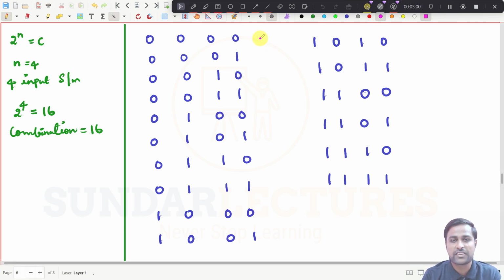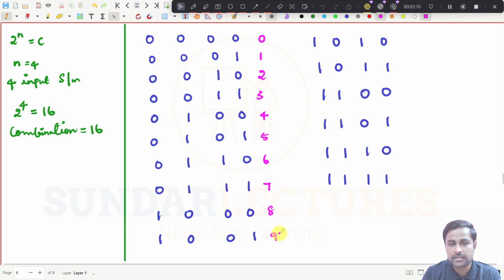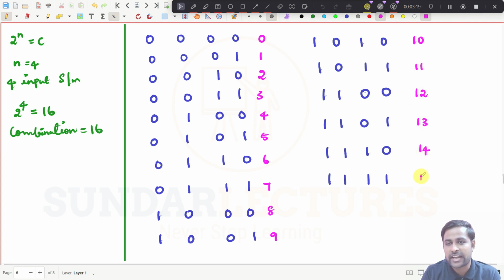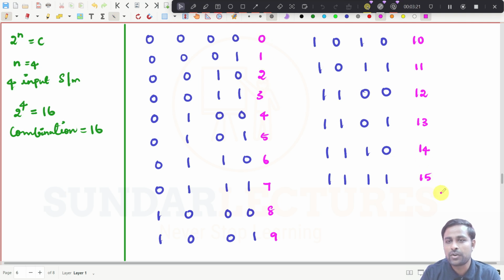This is the first combination. 0, 1, 2, 3, 4, this is 5, this is 6, this is 7, this is 8, this is 9, and this is 10, this is 11, this is 12, this is 13, this is 14, and this is 15. From 0 to 15, how many combinations are there? 16 combinations.